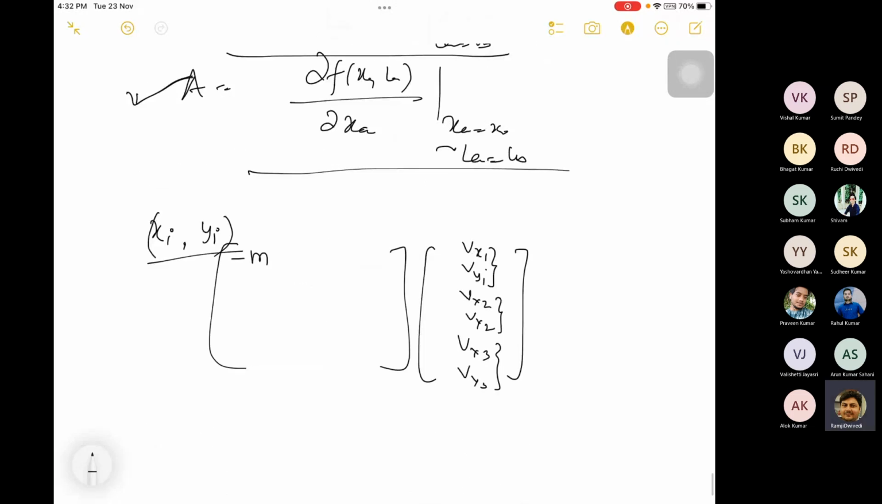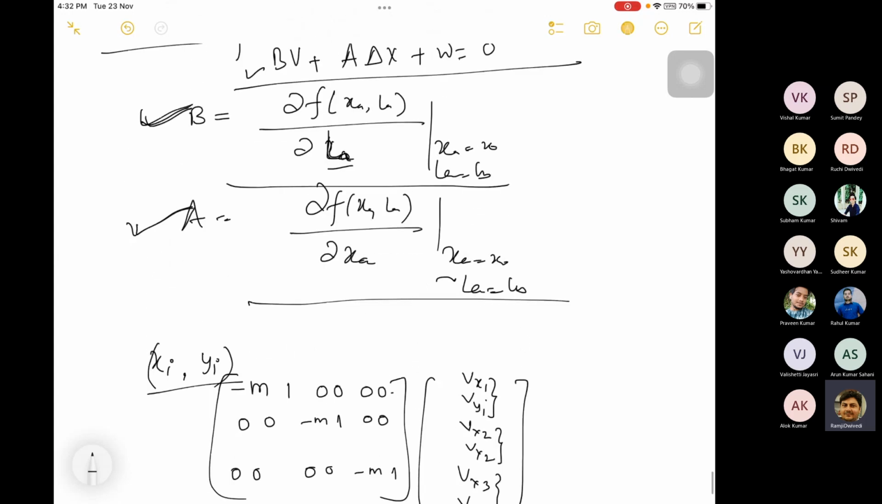minus M 1 0 0 0 0 and so on. Then 0 0 minus M 1 0 0. Then 0 0 0 0 minus M 1 and so on. I'm just taking the case for 3. So this becomes 3 cross 6 within bracket 6 cross 1.